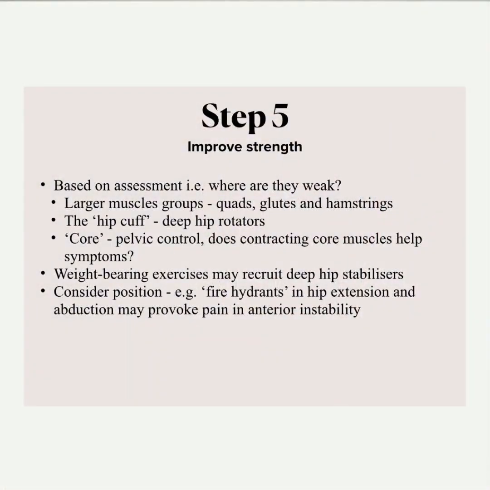Okay. Step 5 would be looking at improving strength. Now, people with hip dysplasia can be weaker around the hip. So we want to start with our assessments and identify where they are weak. Now, this might be in large muscle groups like the quads, glutes, and hamstrings, and there's a bit of evidence supporting strengthening those. It might be that we look at the deep hip rotators, sometimes known as the hip cuff, like the rotator cuff of the shoulder, to strengthen those. There may be some benefits in improving control of anterior posterior pelvic tilts or contralateral pelvic drop, and seeing does contracting these core muscles actually help with symptoms. So we're testing on an individual basis.